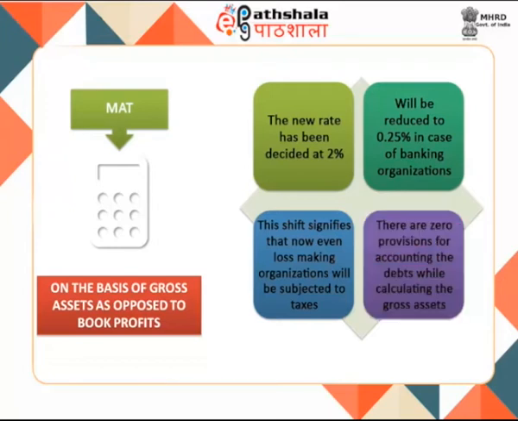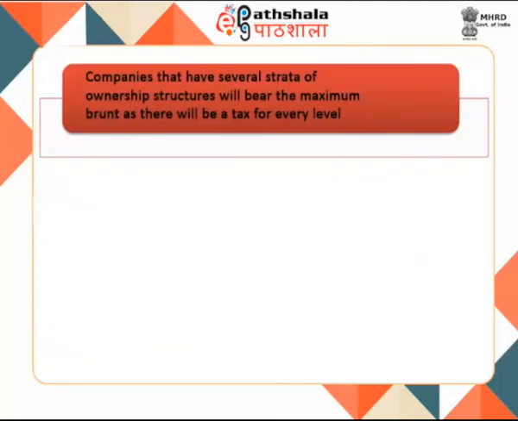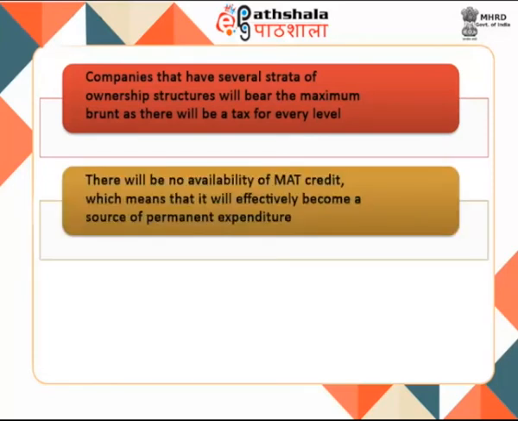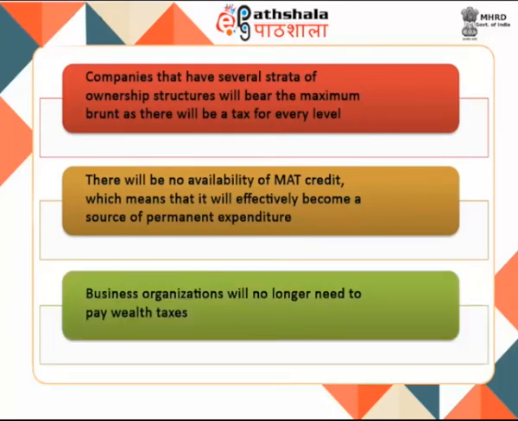There are zero provisions for accounting the debts while calculating the gross assets, something that will affect companies that focus on capital-intensive projects. Companies that have several strata of ownership structures will bear the maximum brunt, as there will be a tax for every level. There will be no availability of MAT credit, which means that it will effectively become a source of permanent expenditure. Business organizations will no longer need to pay wealth taxes.